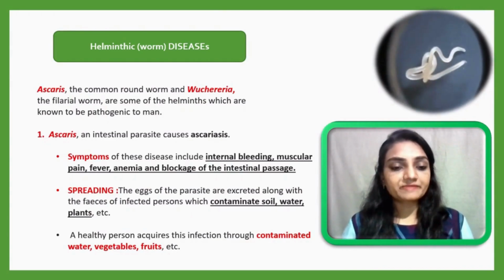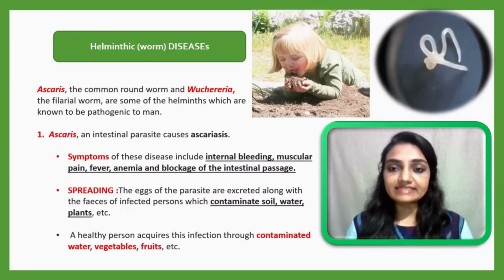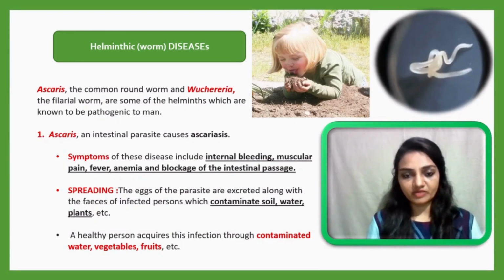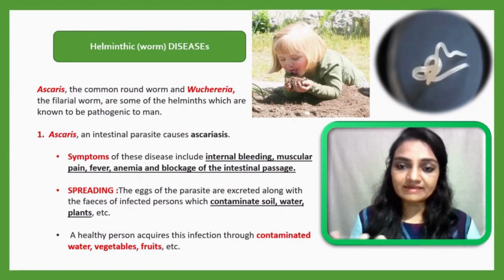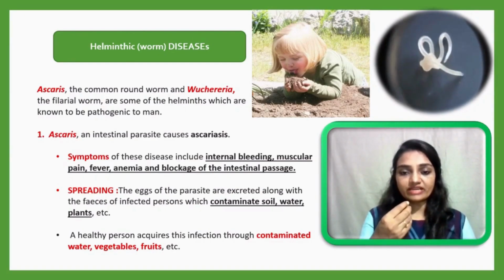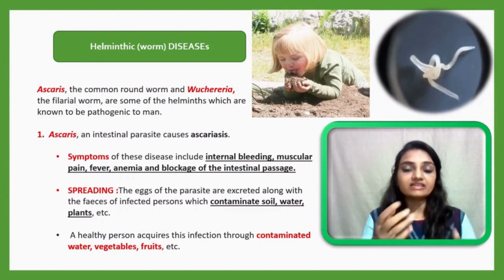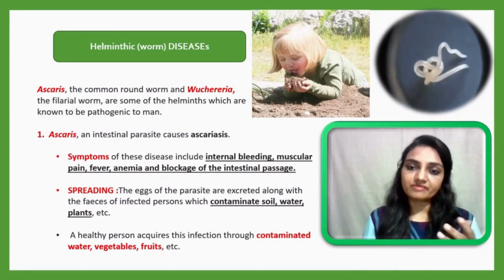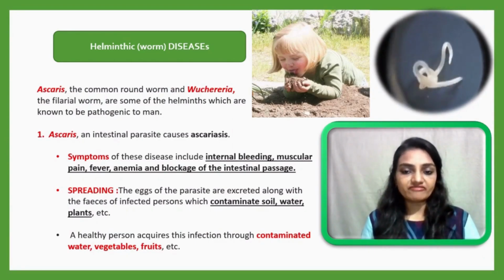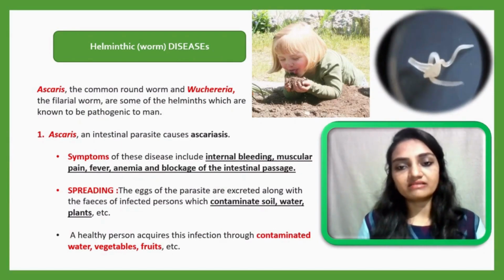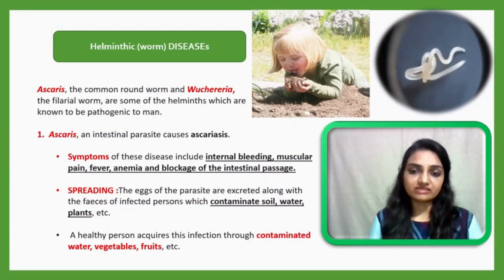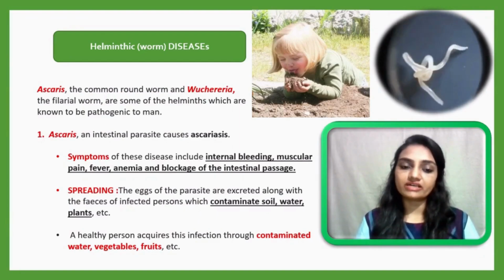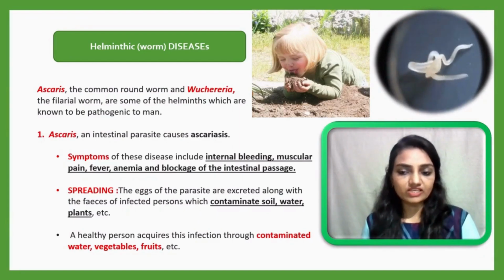Spreading: the eggs of the parasite are excreted along with the feces of the infected person, which contaminate the soil, and sometimes children eat the soil, and at that time the contaminated soil brings some eggs of Ascaris inside the gut. Sometimes water and plants are also contaminated. If consumed raw, such worm eggs will enter the gut. A healthy person acquires this infection through contaminated water, vegetables and fruits. So these are the sources of contamination.